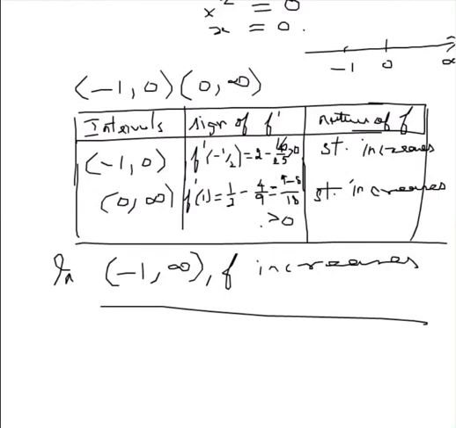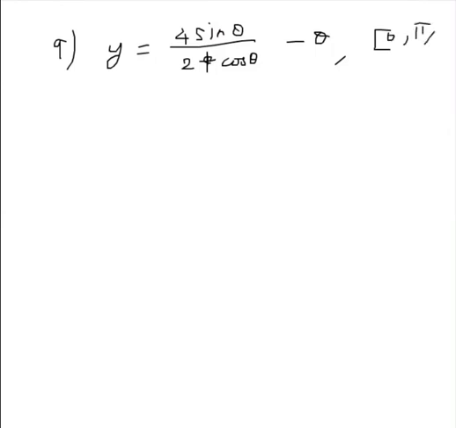Okay, practice 6, C and E I said, 8th question also you practice. Now we will do the 9th one. Question 9. y is 4 sin theta by 2 plus cos theta minus theta. And the interval given is closed interval 0 to pi by 2. Okay, let us differentiate to find the critical values.